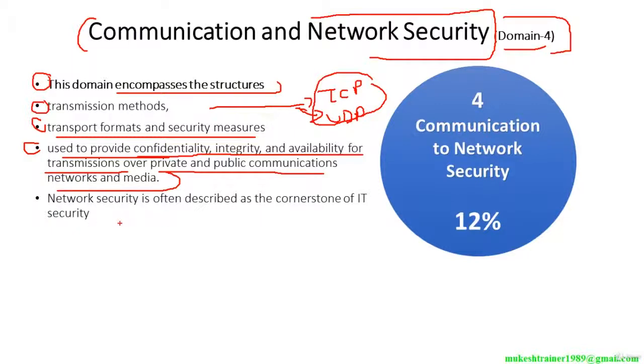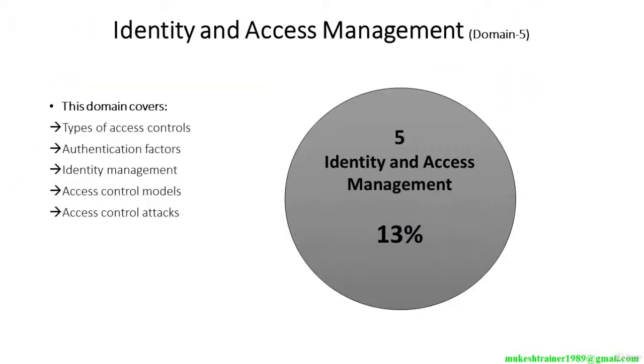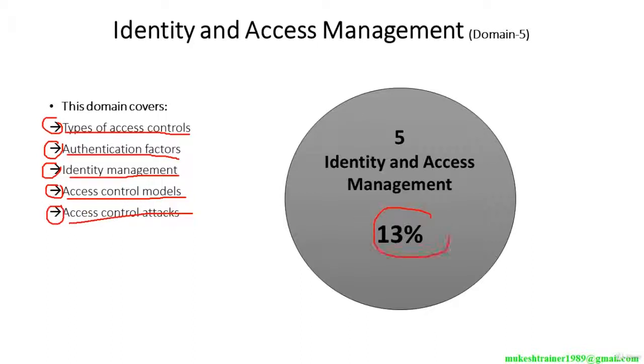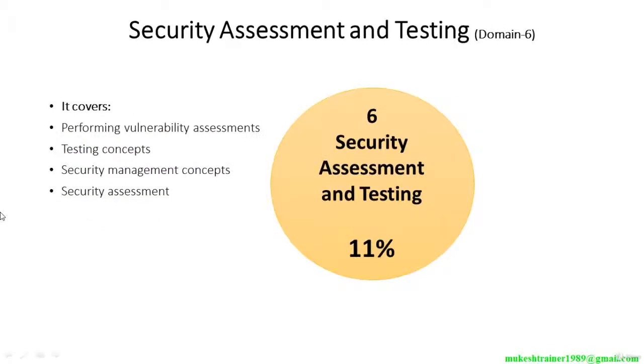Network security is often described as the cornerstone of IT security, because everything is in the network and needs to be secure. Next is identity and access management. It is going to cover access control, what kind of access control a user has, what kind of authentication factors companies use to authenticate, identity management, access control models the company is using, and access control attacks. There is a 13 percent ratio in the examination.